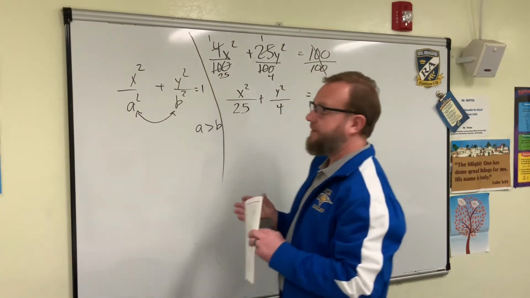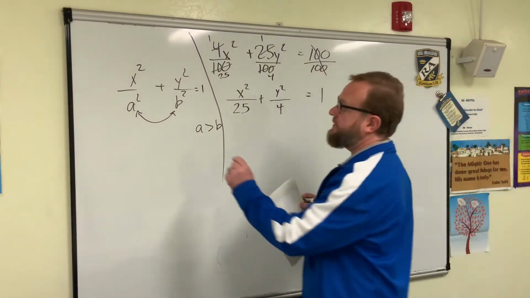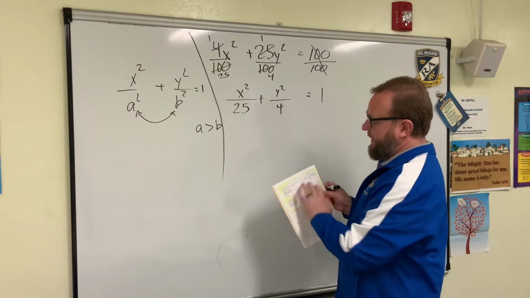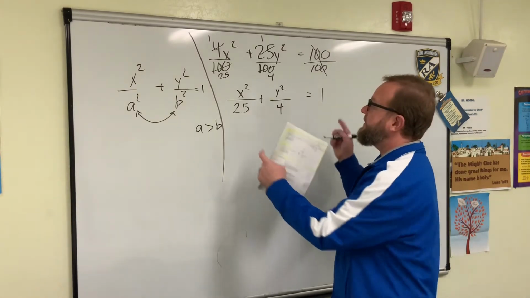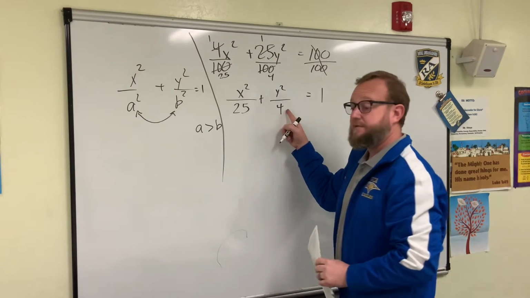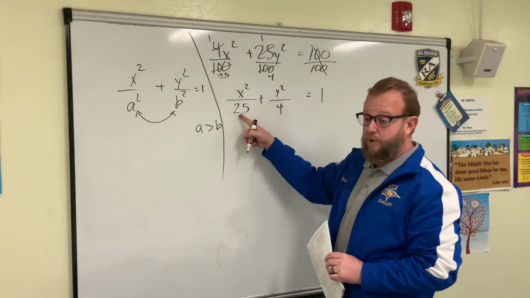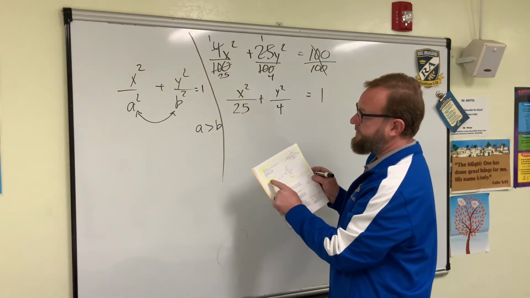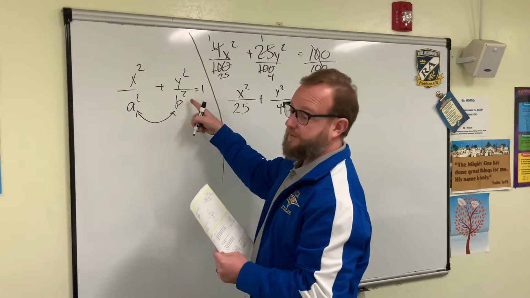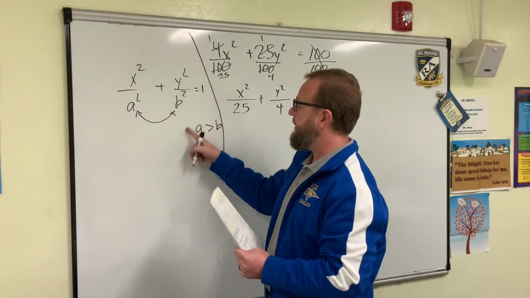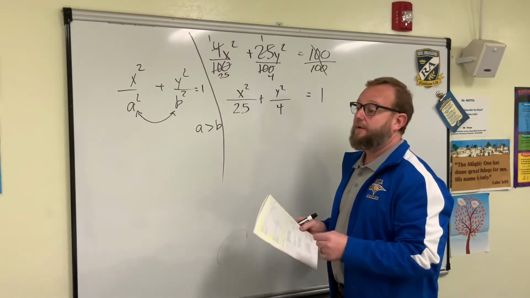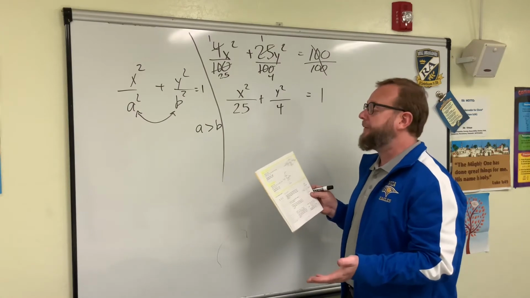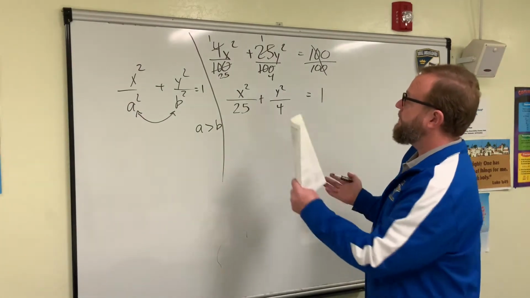So this is the formula format that we'll use. We'll use the a squared underneath the x squared because that's bigger. Let's say that somehow this ended up reversed, with the 25 under the y squared and the 4 over here. Then we would choose option 2, which puts the a squared under the y instead, because the a always needs to be bigger. That's the reason you have two different formulas, but they actually look the same because they are the same. You're just going to handle them differently depending on which number is bigger.